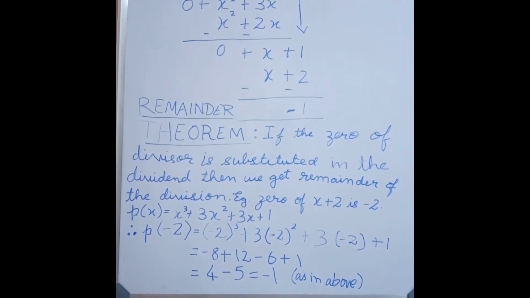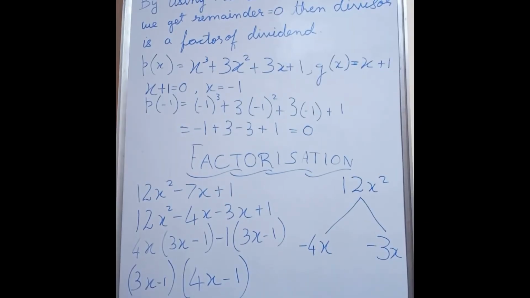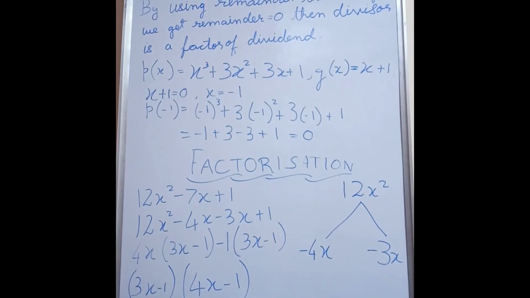Now here we see that the remainder is the same as in the above long division. See the factor theorem. By using the remainder theorem, if we get the remainder equal to 0, then the divisor is a factor of the dividend. Now let us see an example on it. Here we have p of x is equal to x cube plus 3x square plus 3x plus 1 divided by g of x is equal to x plus 1.